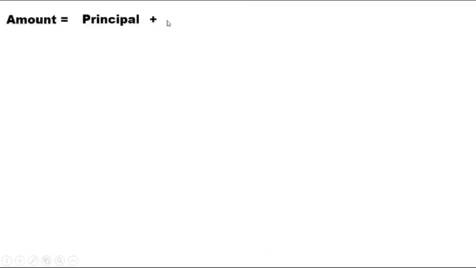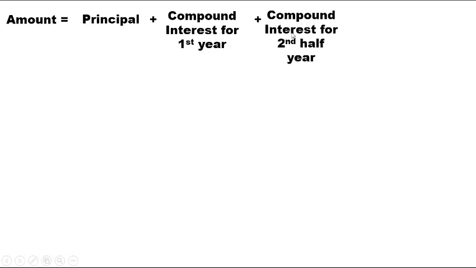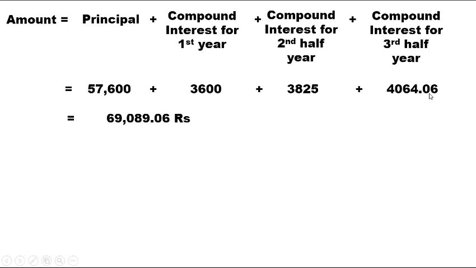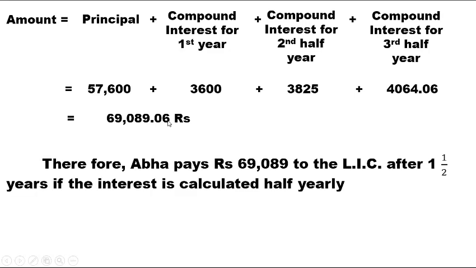Amount is equal to principal plus compound interest for the first half year plus compound interest for the second half year plus compound interest for the third half year is equal to 57,600 plus 3,600 plus 3,825 plus 4,064.06 is equal to 69,089 rupees and 6 paisa. Therefore, Abha pays 69,089 rupees to the LIC after 1.5 years if the interest is calculated half yearly.